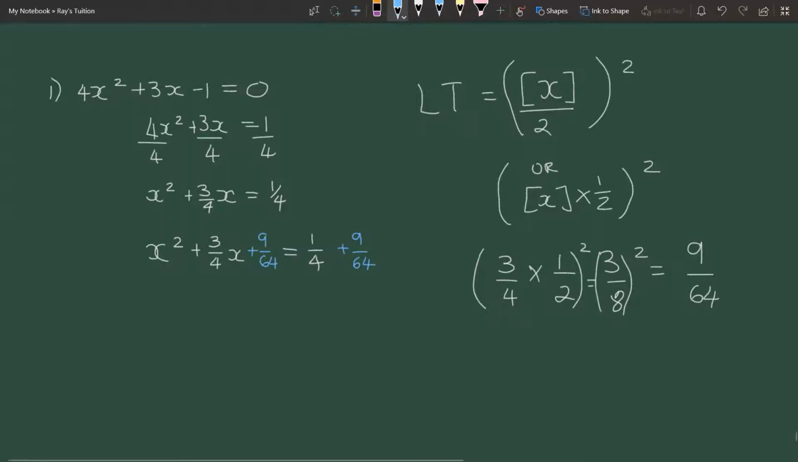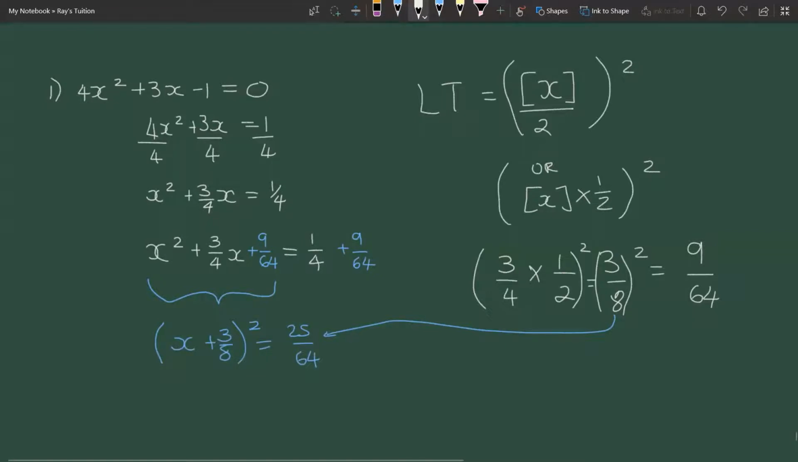Now these three terms form a perfect square, and that perfect square is going to be x, and then whatever that term was before you squared it would be there. So it would be plus 3 over 8, taking the sign, squared. And then we can add this 1/4 and 9 over 64. So 1/4 plus 9 over 64 is equal to 25 over 64. Okay, there we have completed the square.